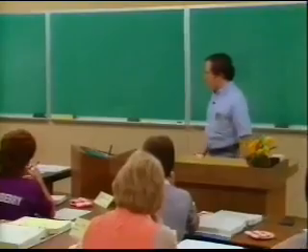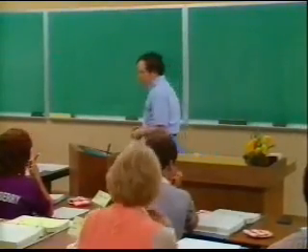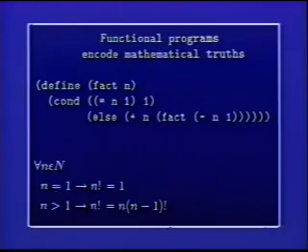We've been writing what's called functional programs, and functional programs are a kind of encoding of mathematical truths. For example, when we look at the factorial procedure that you see on the slide here, it's basically two clauses. If n is 1, the result is 1. Otherwise, n times factorial n minus 1. That is factorial of n.